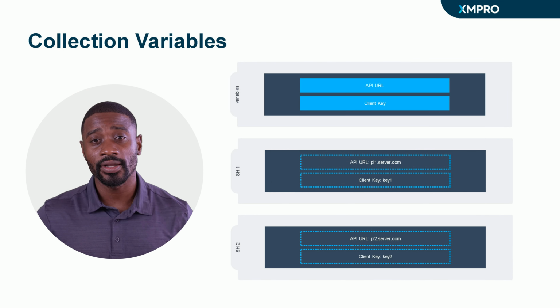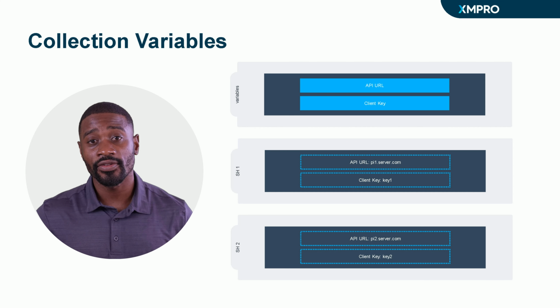Next, let's touch on collection variables. Collection variables are common to all stream hosts that subscribe to a collection. Each stream host defines a value for these variables locally. This setup enables the same data stream to be deployed to different stream hosts, but the connection details it requires can be unique per stream host.